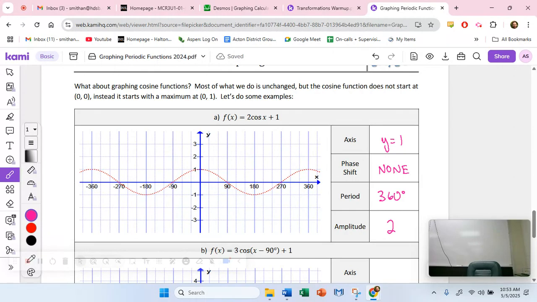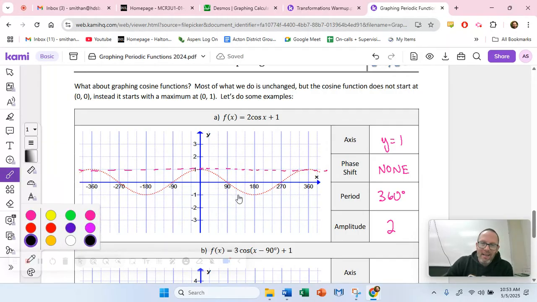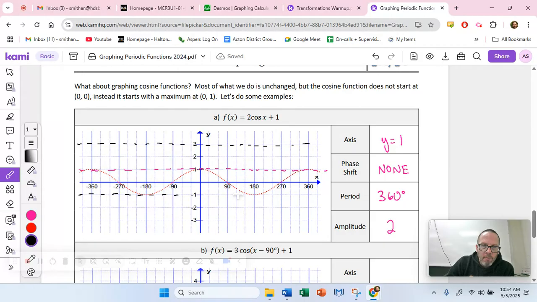So let's actually start using our algorithm. We'll sketch the axis in, y equals 1. And I know it's optional, but I like doing it, so I'm going to keep doing it. The amplitude is 2, so I'll go 2 above and 2 below.